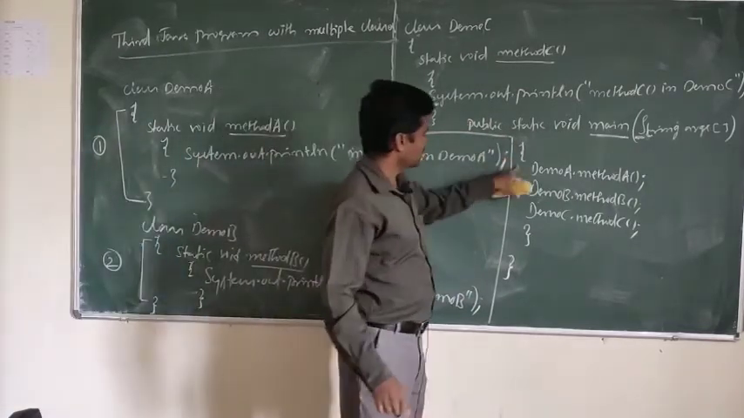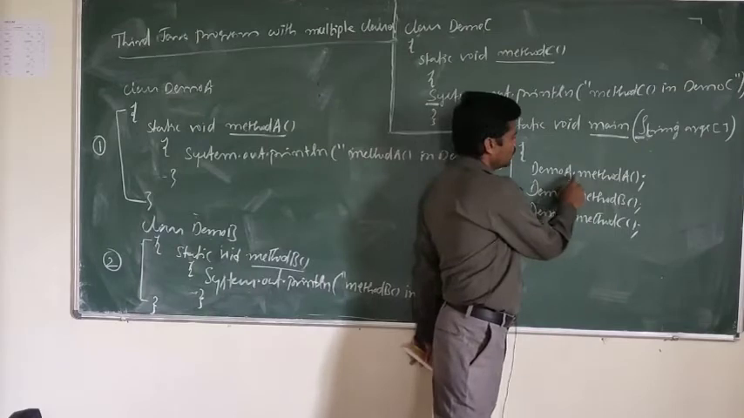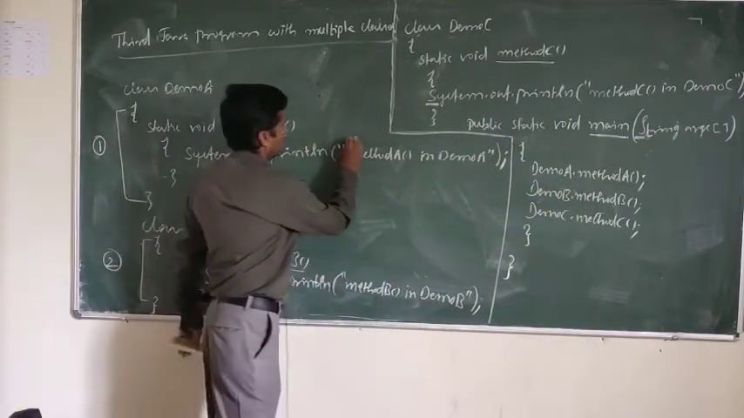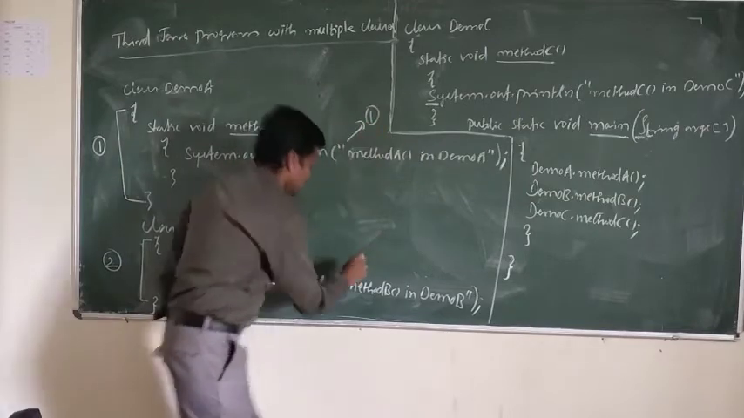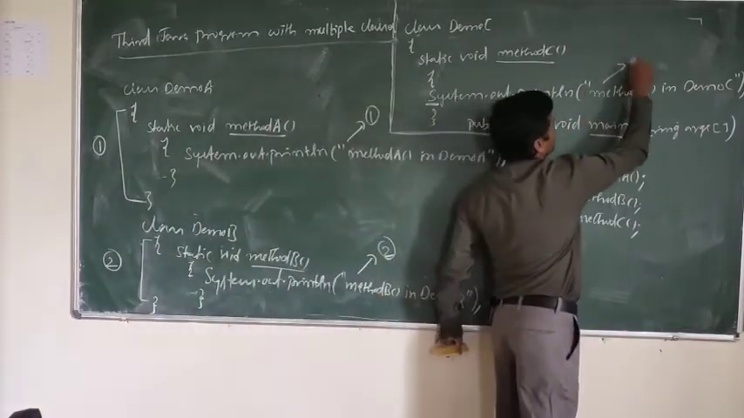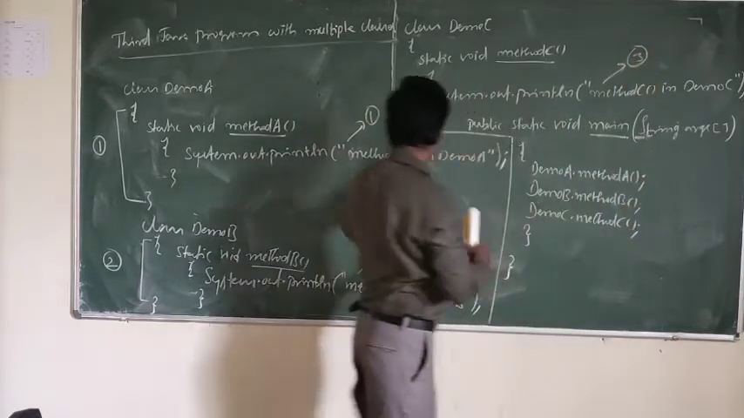Okay. Now the main method starts, in the main method demo. Now I am calling these three methods. I want to display the output. This is the first output, this is the second output, and this is the third output. How to display these three outputs?